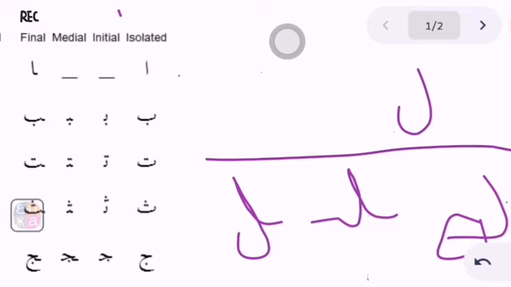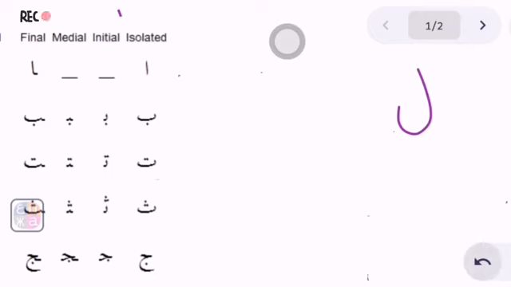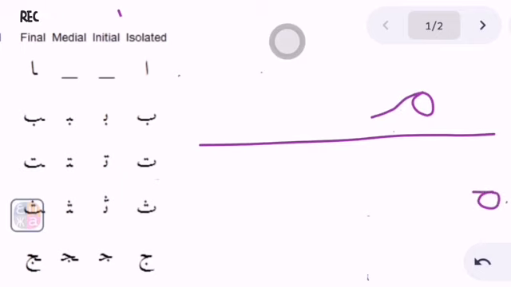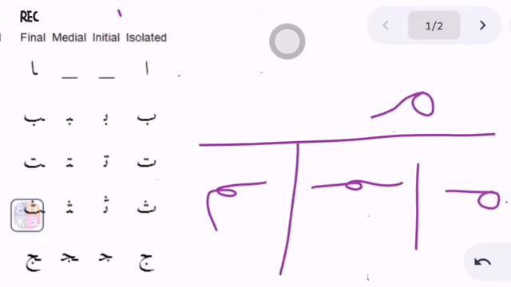So after that, we look at meme. Now let's look at meme. This is the letter meme. At the beginning it is like this. At the middle it is like this. And at the end it is like this. Just like we're having a connecting line. That's all. That is our meme.